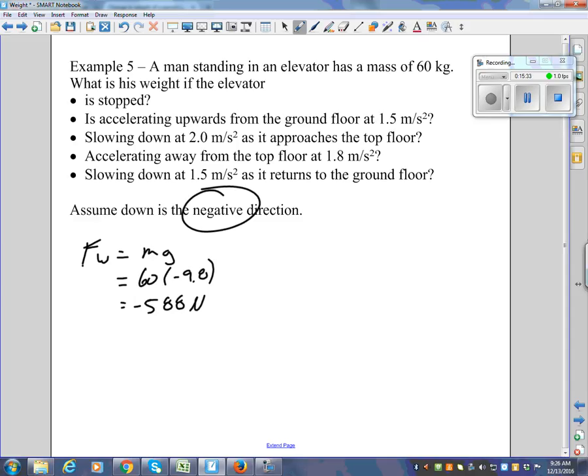But your original number was in kilograms and your answer is in newtons. Yeah, it's supposed to be. His weight is in newtons. Weight is in newtons, tell you. 588. Yes, Emily?